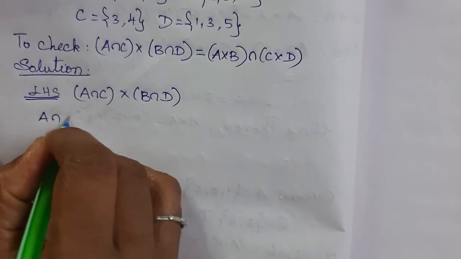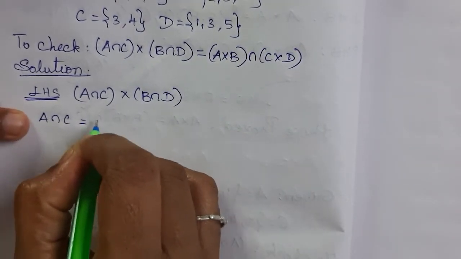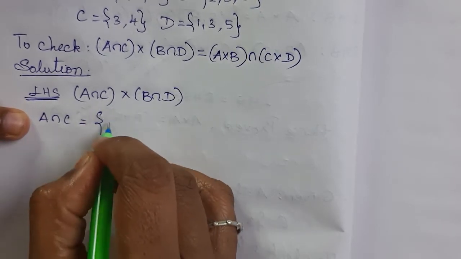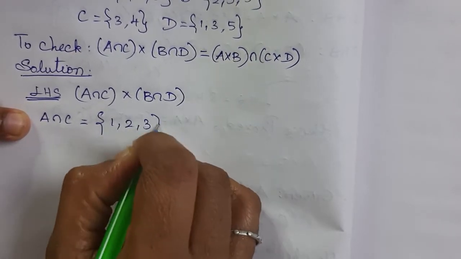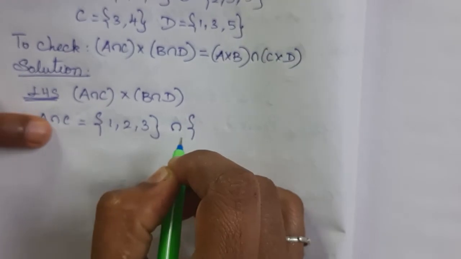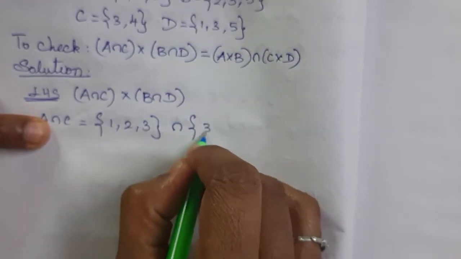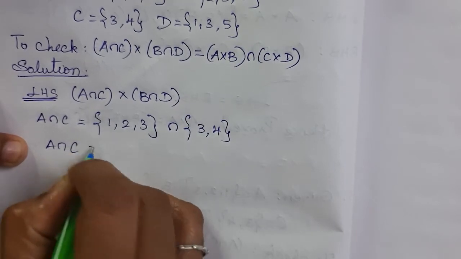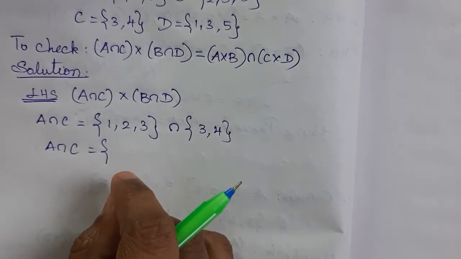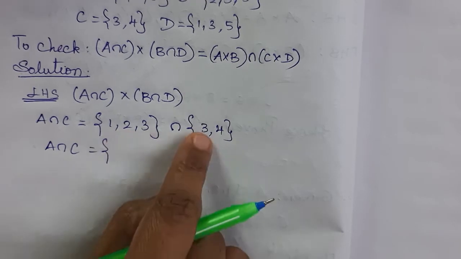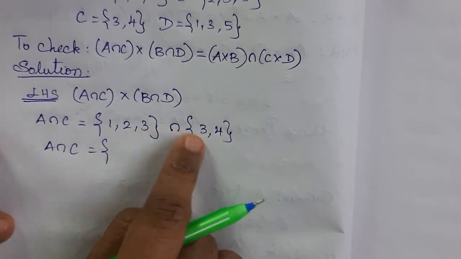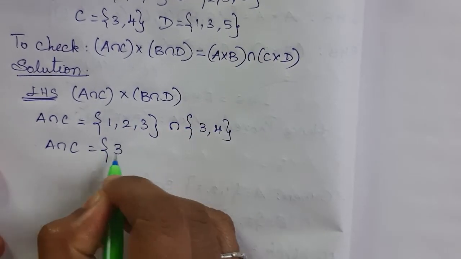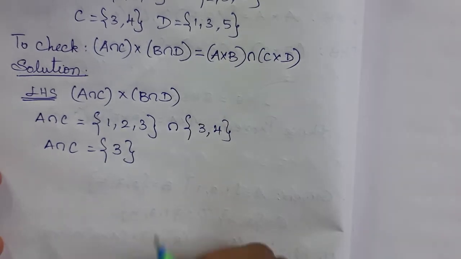So let's find A intersection C, where let us write set A. The elements of set A are 1, 2 and 3. Intersection set C. Elements of set C are 3, 4. So A intersection C is nothing but, intersection means common element in both the set. So the element which is common in both the set is nothing but number 3. So A intersection C is {3}.